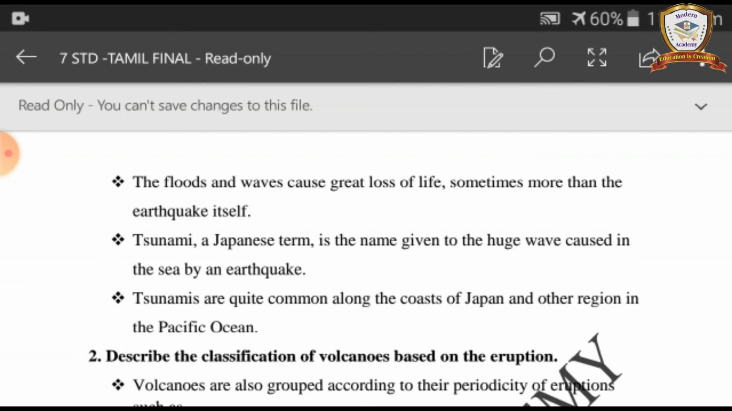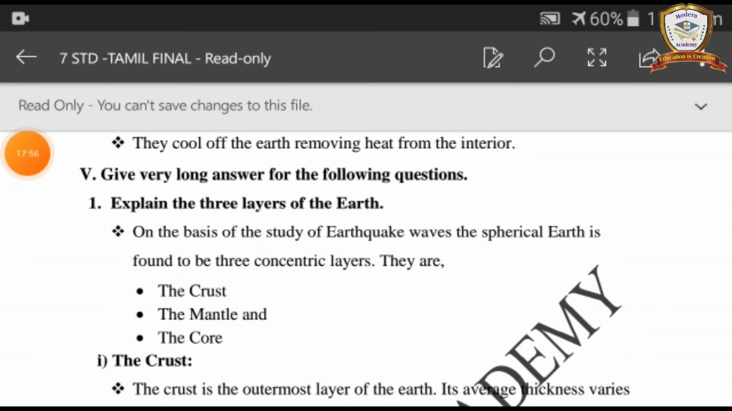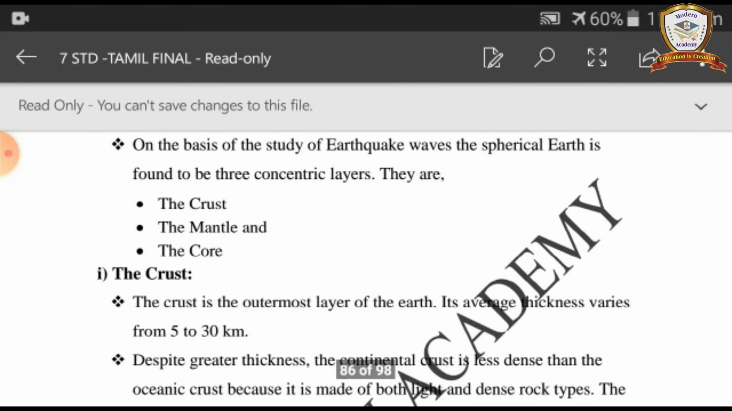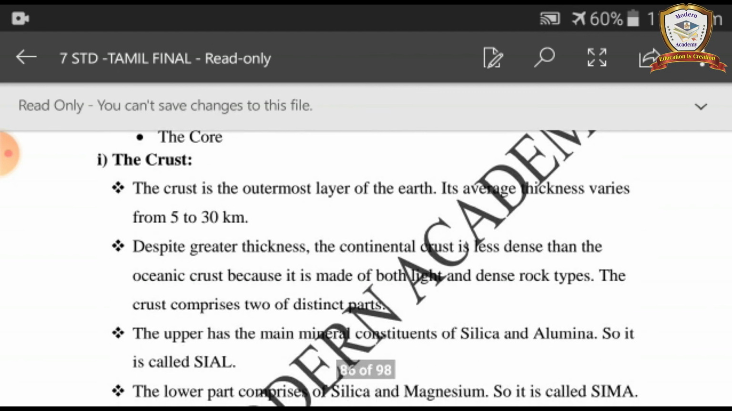Then next question, fifth Roman, first question: explain the three layers of the earth. On the basis of the study of earthquake waves, the spherical earth is found to have three concentric layers. They are the crust, the mantle and the core. The crust is the outermost layer of the earth. Its average thickness varies from 5 to 30 km.